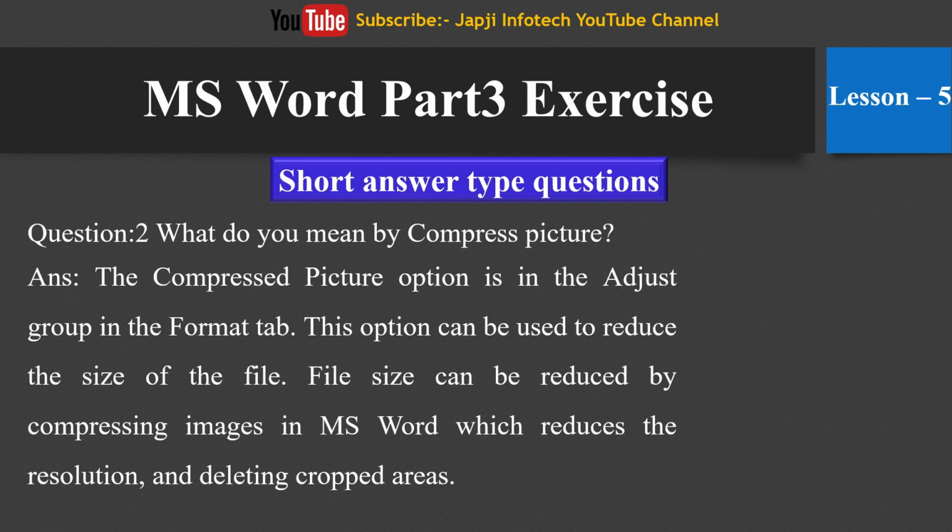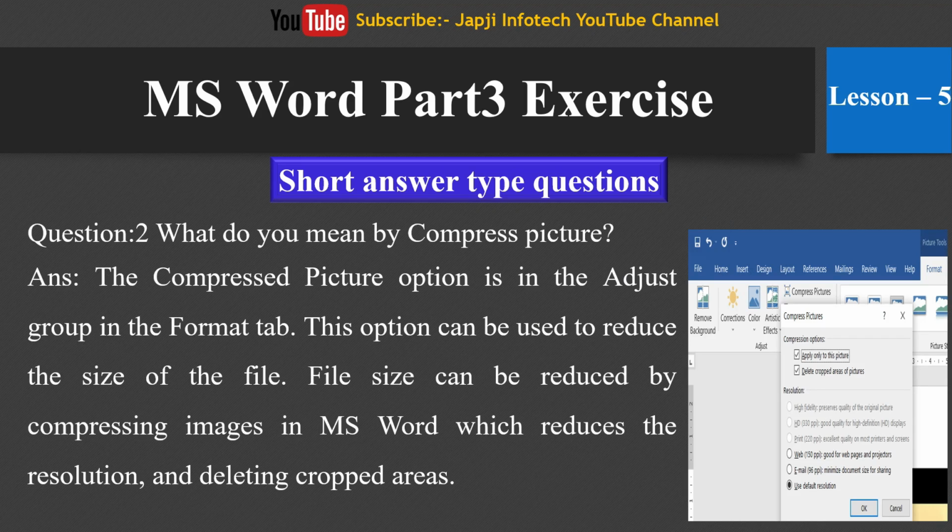And the second question is what do you mean by compressed picture? The compressed picture option is in the adjust group in the format tab. This option can be used to reduce the size of the file. File size can be reduced by compressing images in the MS Word, which reduces the resolution and deleting cropped area.